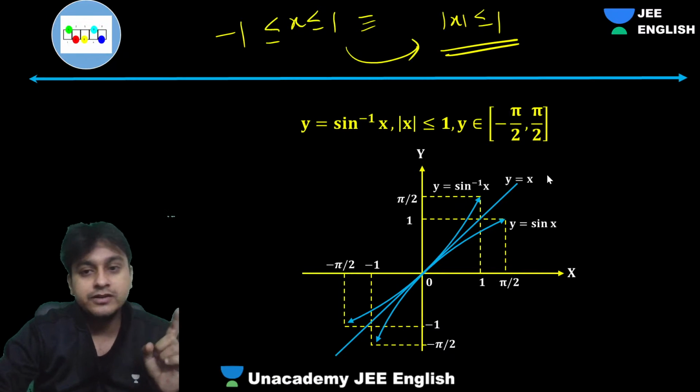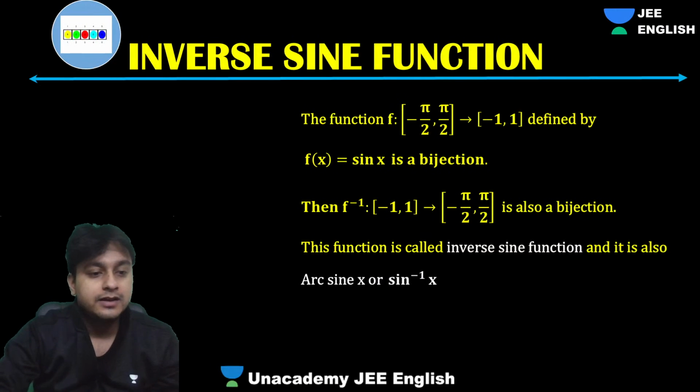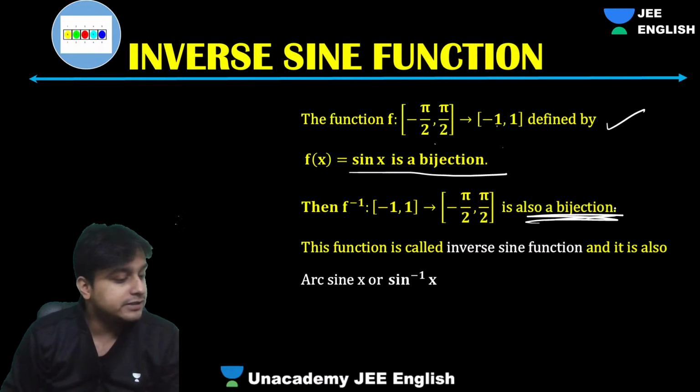Okay, chalo guys. So next, let's move ahead with cos. Let's summarize it quickly. The sin x function f is defined from -pi/2 to pi/2 to -1 to 1. f of x is a bijection, so its inverse exists, this will become the domain, this will become the range, and it is also a bijection, obviously.